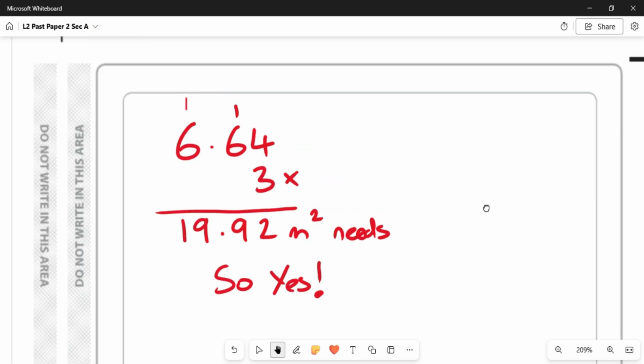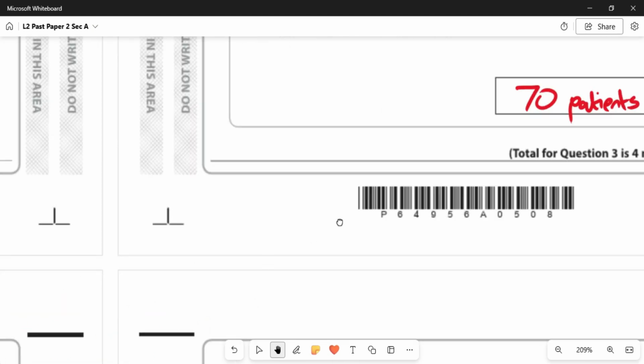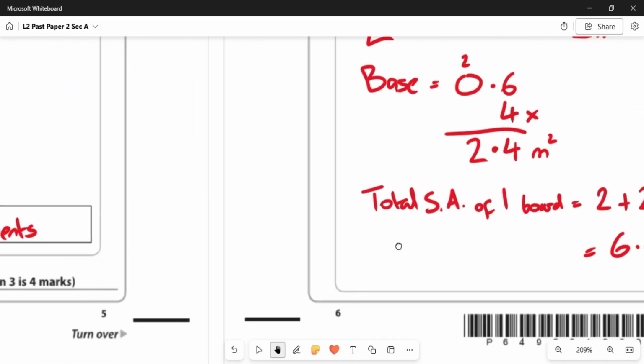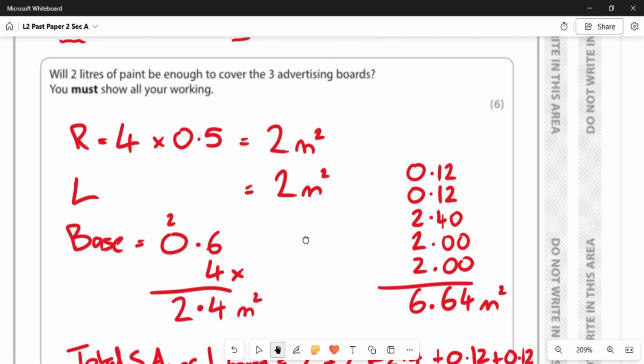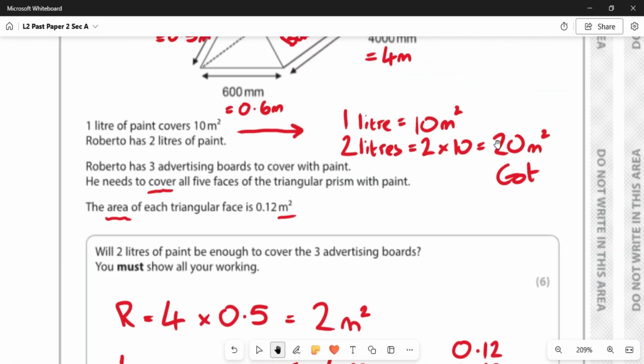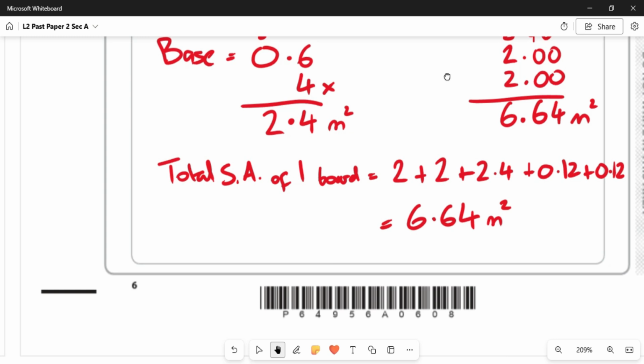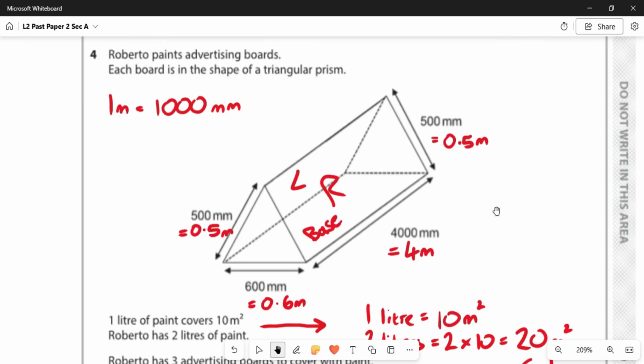Yep, and there is your 6 marks. You show all these little bits of working out. I mean, if you don't get anywhere near 20, you know you've gone wrong somewhere. So that's a big clue. But yeah, 6 marks for that. That was a good question. I like that one. So that's section A done. In the next part, I'm going to look at section B, which is the calculator one.